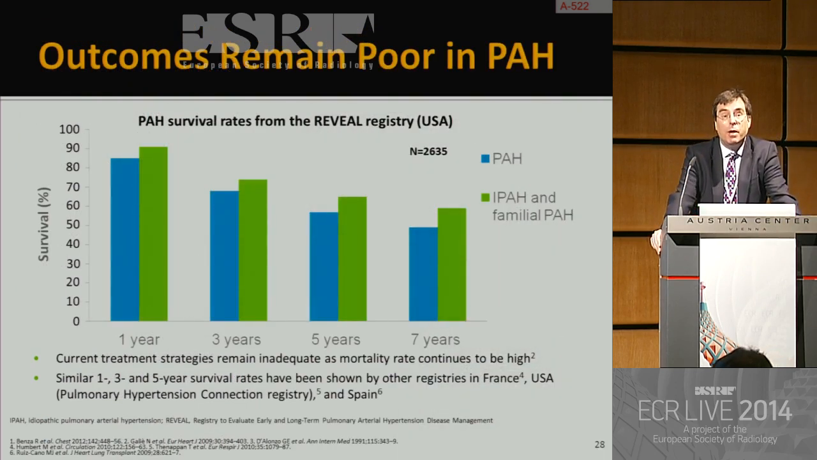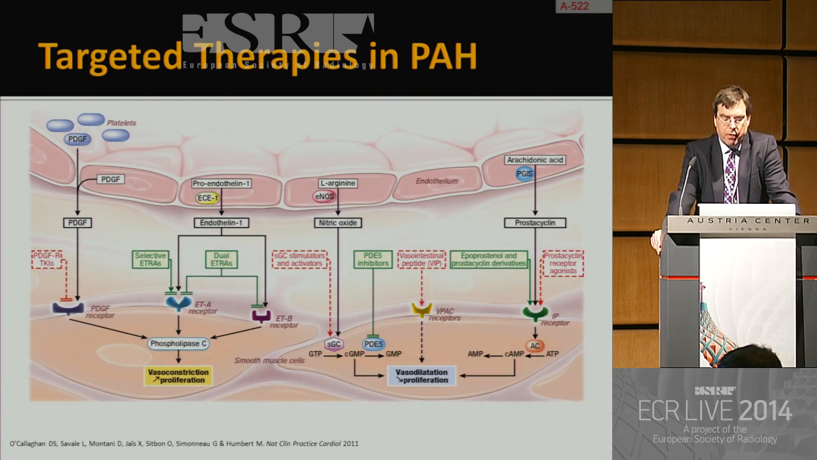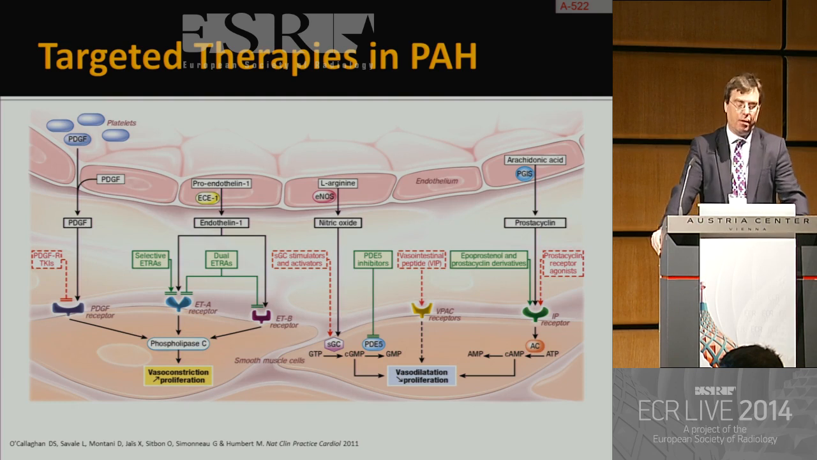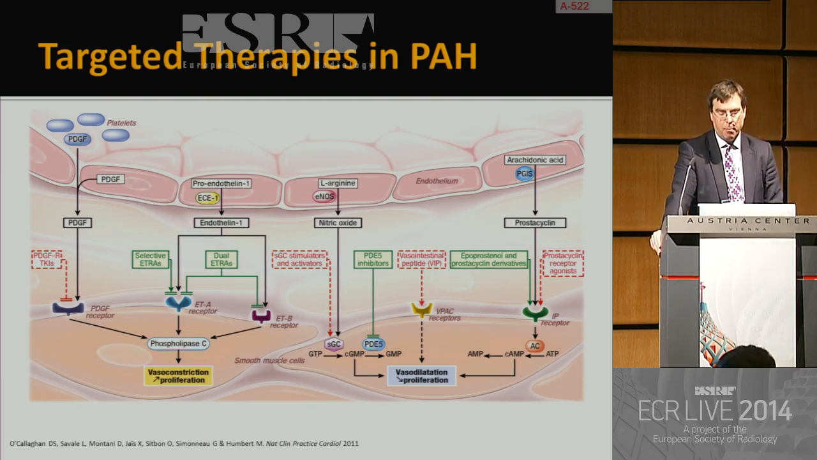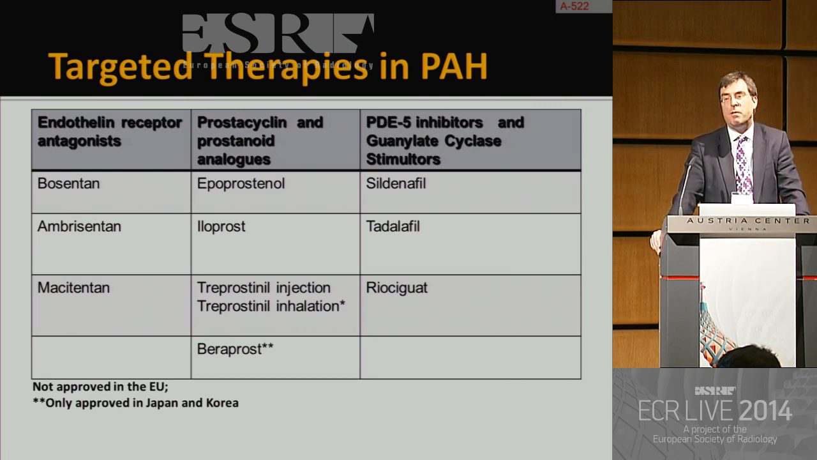Outcomes remain poor in patients with arteriolar disease. Outcomes are worse in patients with non-idiopathic diseases. We've increased our understanding of the vascular dysfunction, the endothelial dysfunction, the molecular biology underpinning pulmonary arterial hypertension, which has led to a greater understanding of the pathways involved and development of specific therapies targeted at those pathways. The drugs you see there can be used either individually or together in the management of patients with pulmonary arterial hypertension.